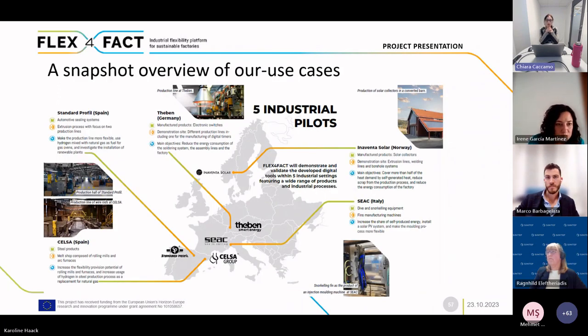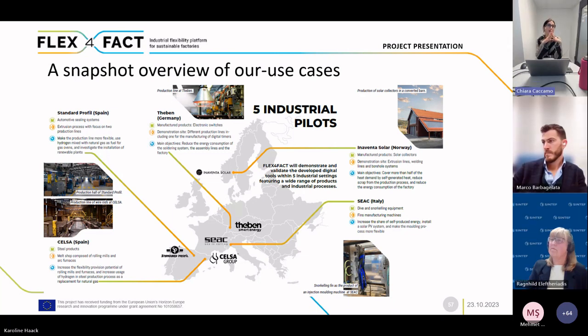Yes, so a very interesting fact, like I've seen also in our sister project, is the type of use cases. We have quite different ones from different sectors. We have Standard Profil from Spain in automotive sealing systems, so these are extrusion processes. We have Celsa, again in Spain, for steel production, so more melting and extrusion of steel.